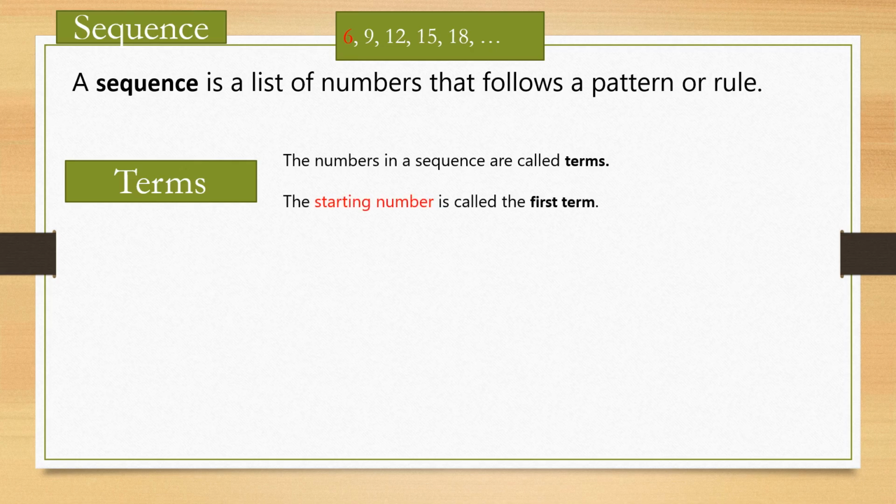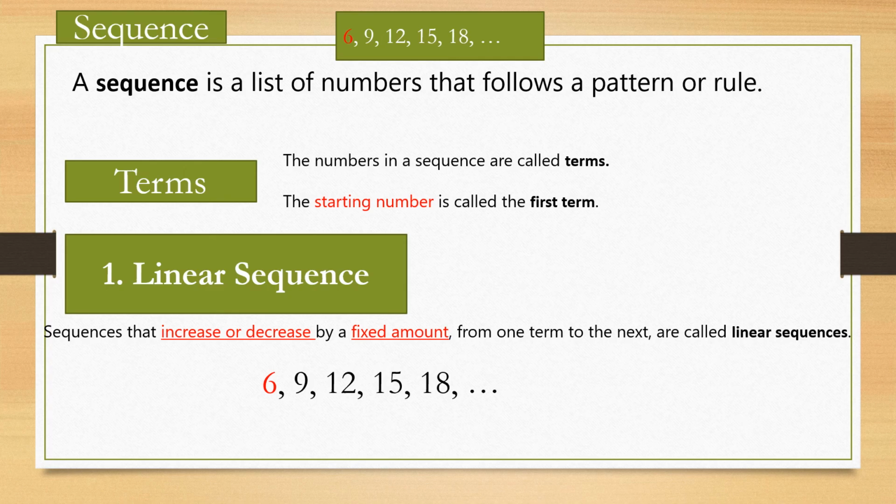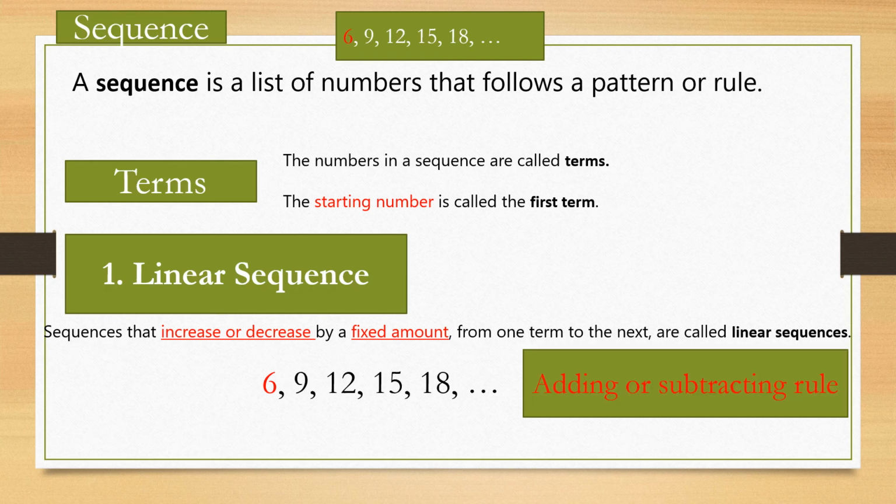We are going to study the first one, which is called a linear sequence. What is a linear sequence? Sequences that increase or decrease by a fixed amount from one term to the next are called linear sequences. If you look at this list, 6, 9, 12, 15, 18, every time it's increasing by 3. It's not increasing by 3, then 5, then 7, and so on. It's a fixed number, so it's called a linear sequence.